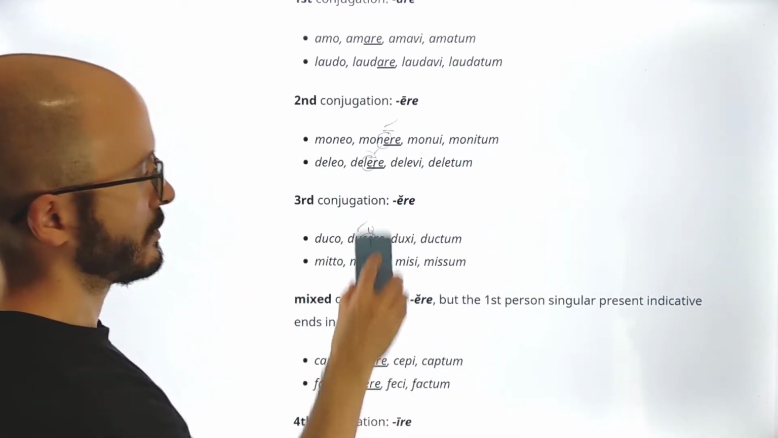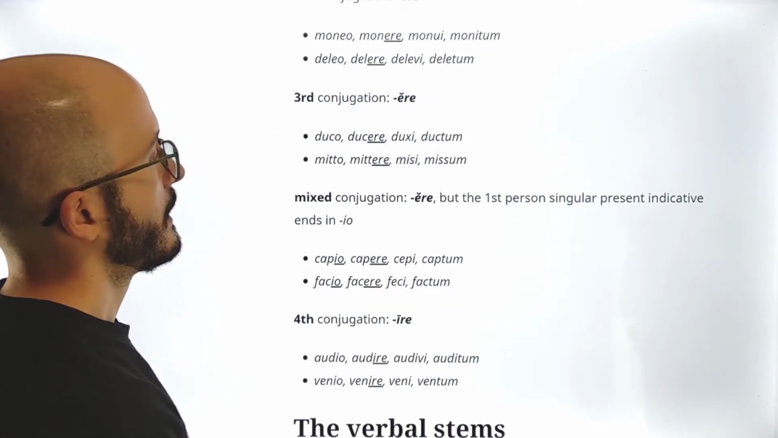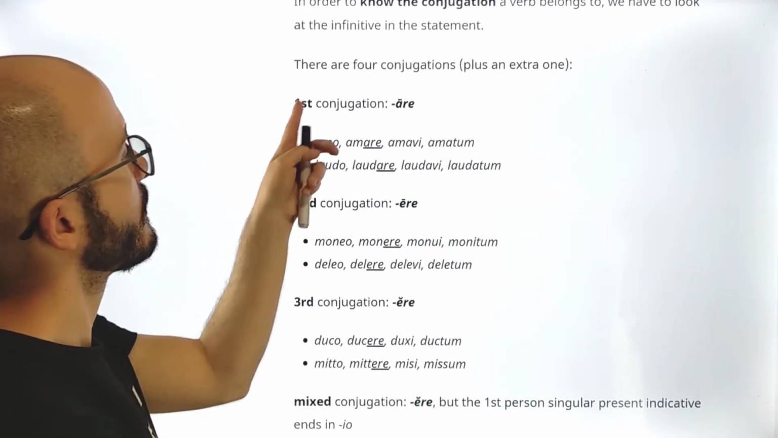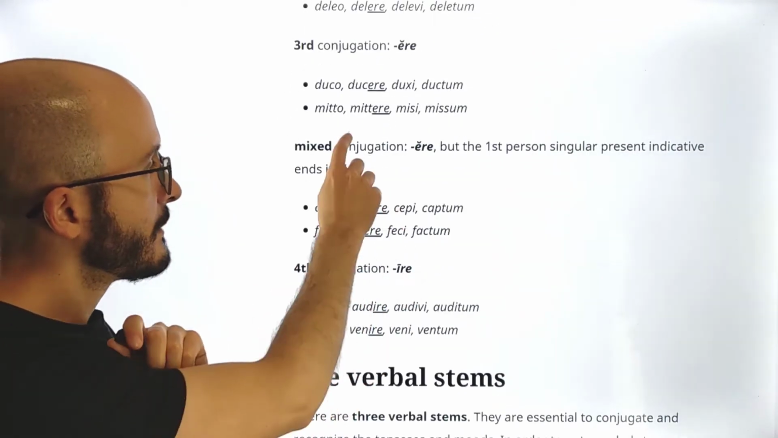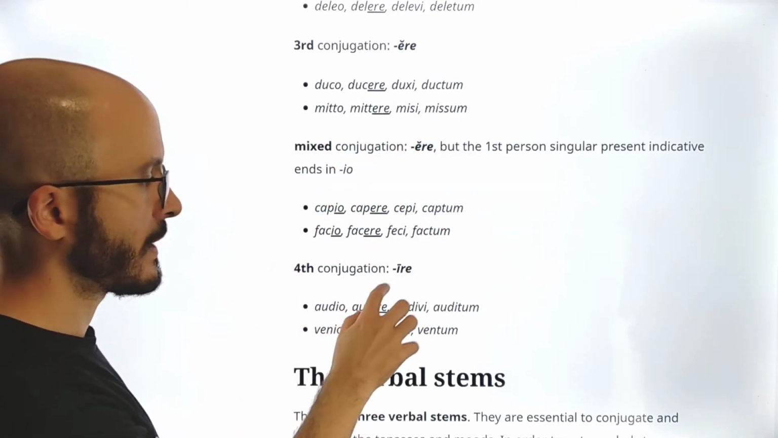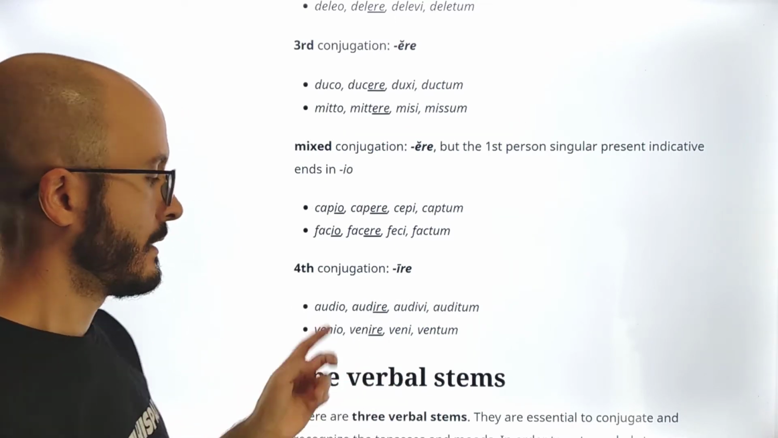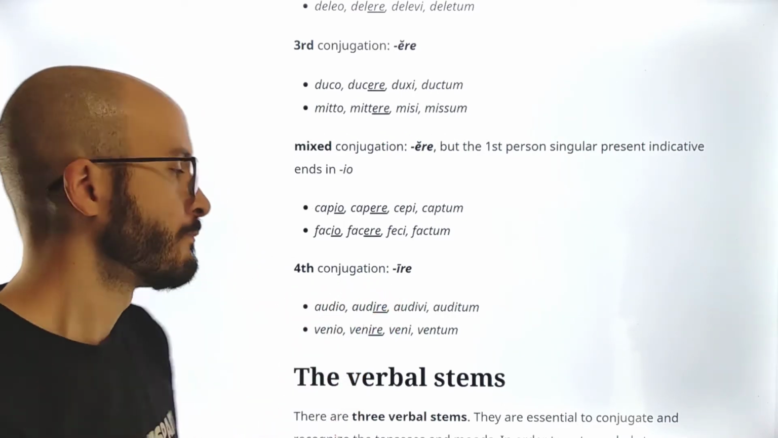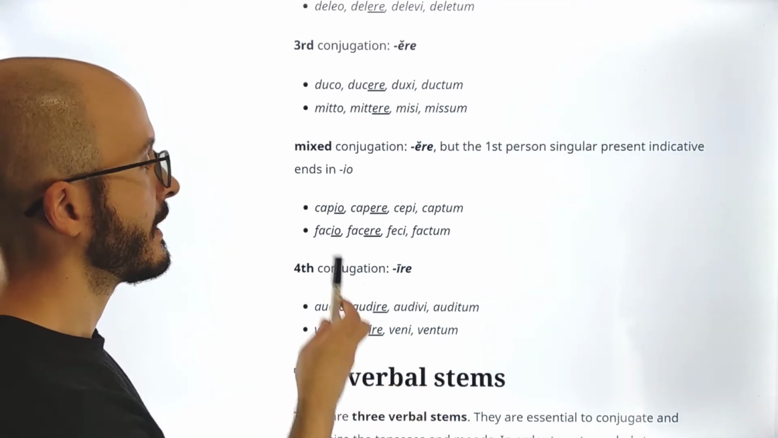Okay, well, I'm not going to be spending a lot of time on this because it's not so important right now. Then we see that we have the first conjugation, second conjugation, third conjugation, fourth conjugation, but in the middle there is this mixed conjugation. Let's skip this for now. Let's go to the fourth conjugation, which is ire. So audio, audire, and of course audio has to do with listening, no, with hearing. So audire, venire, etc., etc.